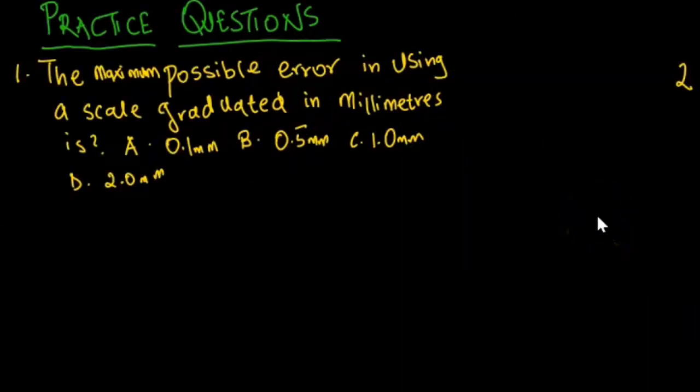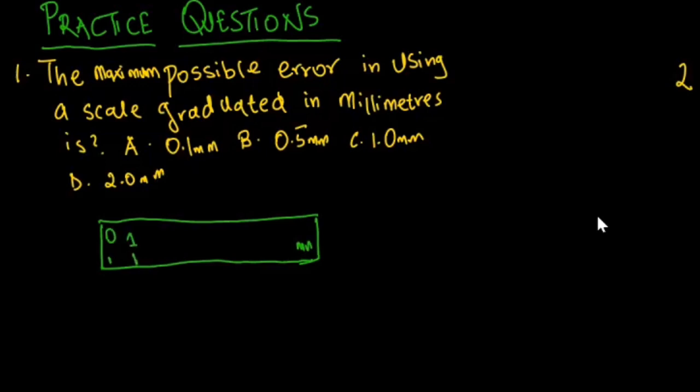In this question segment, I will answer 4 questions based on the topic that has been treated in this video. The first question is: the maximum possible error in using a scale graduated in millimeters is. Recall from the past section of this video, a scale in millimeters has just one small division. What does that mean? If this is a meter rule in millimeters, the first is usually 0, the next is always 1. So it is read as 1, 2, 3, 4. So it is divided into one small division.